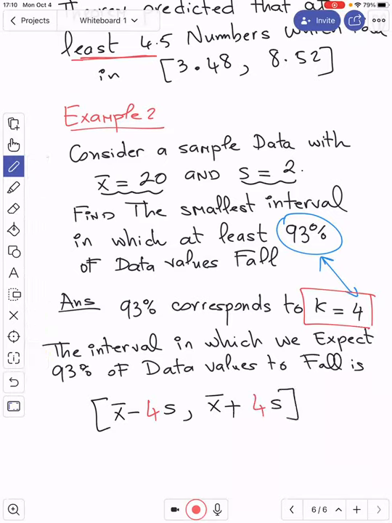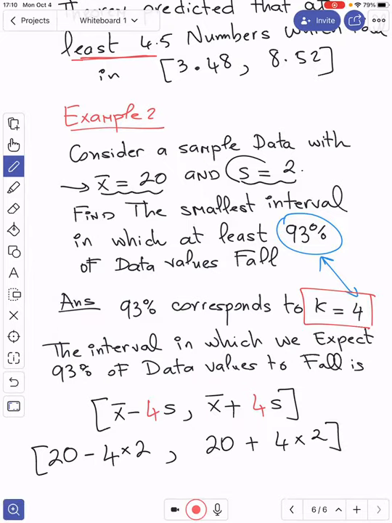Okay. Now, what's x bar? It's given, right? X bar is 20. So that'll be 20 minus 4 times s. It's also given, it's 2, right? That's the lower limit of your interval. The upper limit of your interval would be 20 plus 4 times 2.